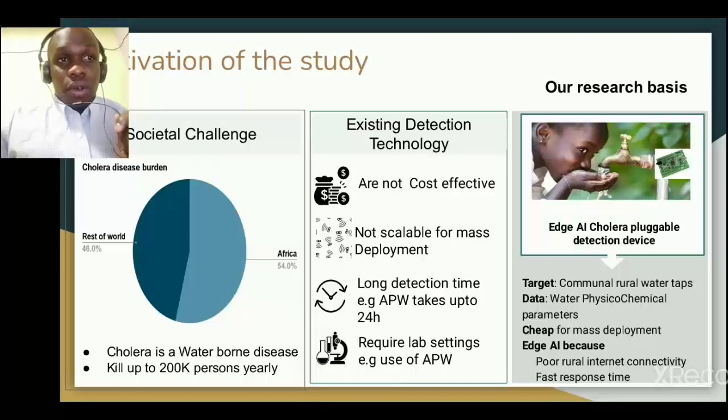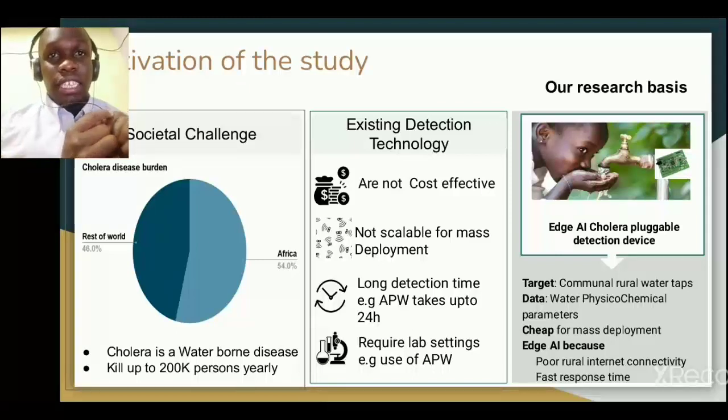Our research basis is communal rural water taps, as I mentioned, in sub-Saharan African rural settings. We decided to use HAI because of poor rural internet connectivity, so that does away with internet connection in IoT settings. IoT requires you to have sensor data sent to the cloud frequently, which will be a challenge in rural settings. So it would be useful to have HAI detection so that we can have fast response, and also mass deployment. The solution will be cheaper compared to conventional cholera detection techniques. For our HAI situation, we'll be using data that consists of physical chemical parameters of water, which I'll describe later as we go on through the slides.